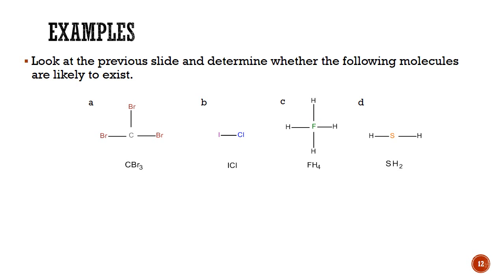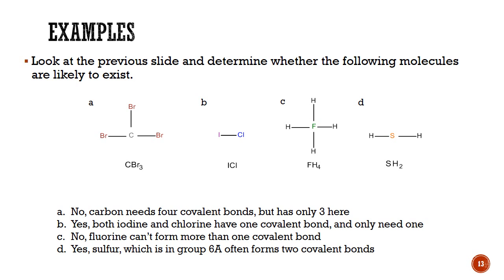ICl is a reasonable molecule because the I and the Cl both each need to make 1 bond. So they each have 1 bond. C would not be a stable molecule because, no, the hydrogens are fine. Each hydrogen can make 1 bond, but fluorine can only make 1 bond as well, and so it's not going to bond to 4 different hydrogens. SH2 is a reasonable molecule because sulfur can make 2 bonds. All right, so there's your answers.